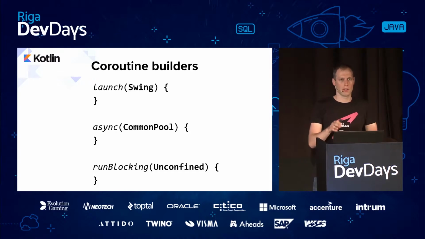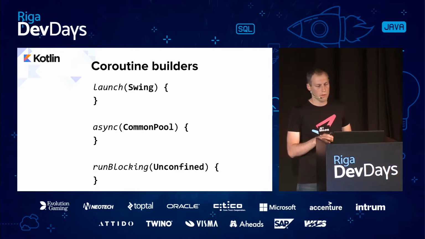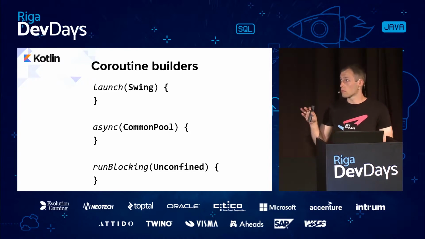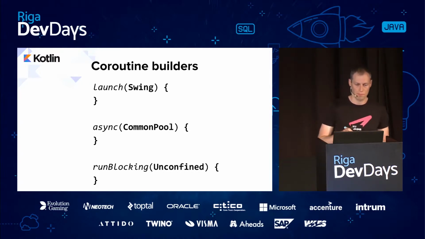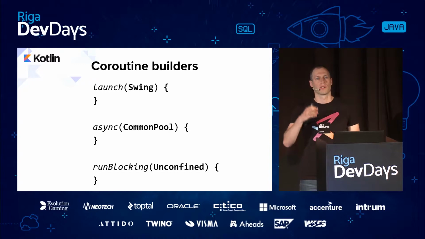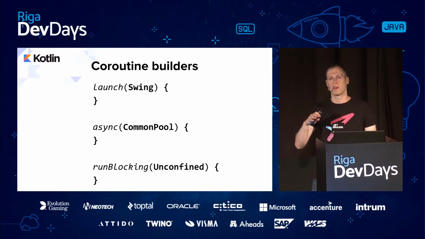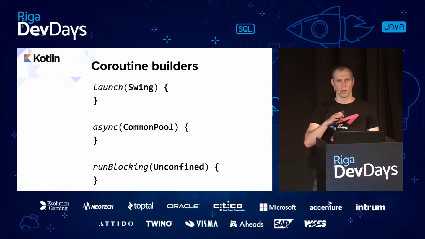We've only seen these builders without parameters before, but they can accept some parameters. The most important is the first one, where you can pass a dispatcher. So for example, if you have a Swing application, you can only modify Swing components from the Swing thread. Then you need your coroutine to be invoked by Swing dispatcher. Under the hood it will reschedule the coroutine on Swing thread using invoke later. It is absolutely transparent for you.